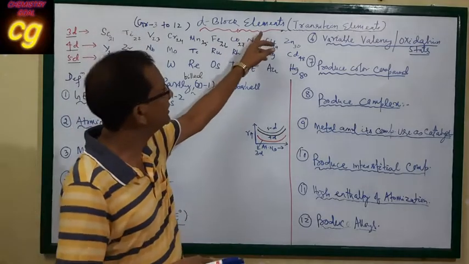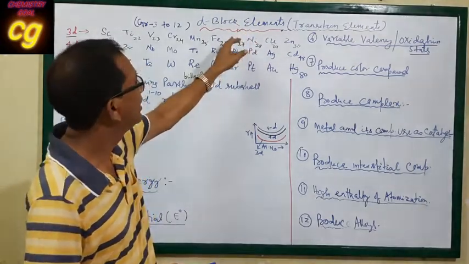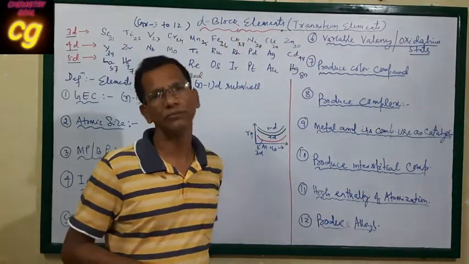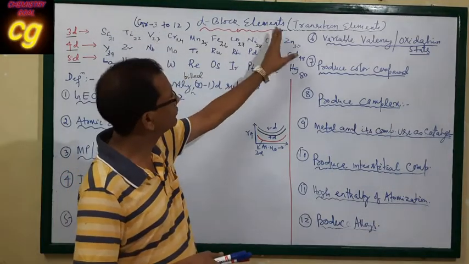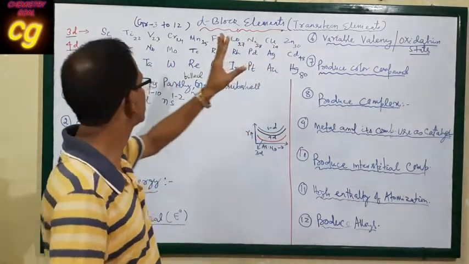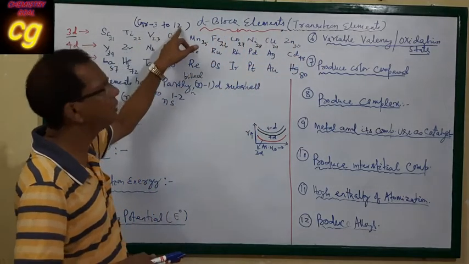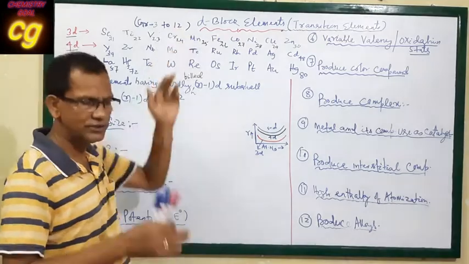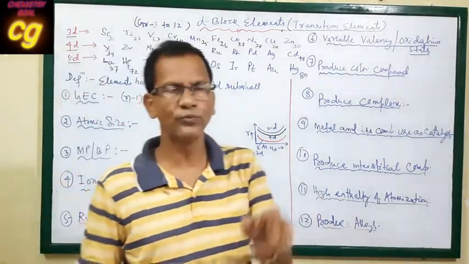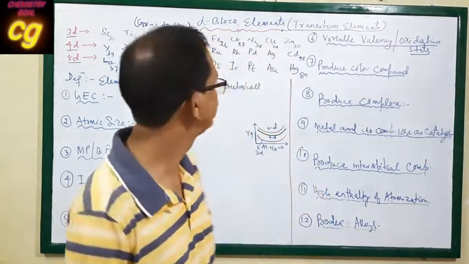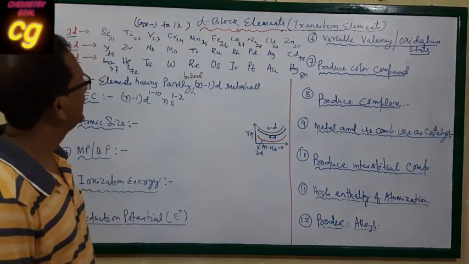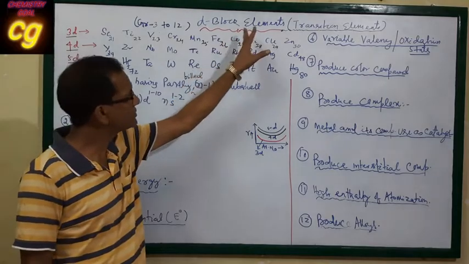And these D block elements are also called transition elements. These transition elements start from group 3 to group 12. That is the middle groups, group 3rd to group 12th, all are called transition elements. And these are called D block elements.